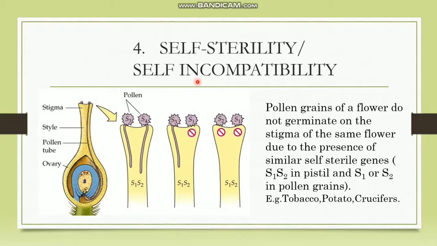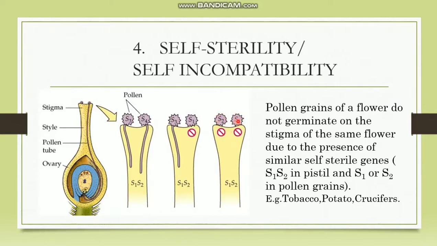It is a genetic mechanism and is controlled by an S gene. This S gene has several alleles. Now the flowers which are present on the same plant will have similar alleles. So for example, you can see here the pistil is having two alleles, S1 and S2. Now the pollen grains of the same plant, when they are produced from the microspore mother cell, 50% of them will have the S1 allele and the other 50% will have the S2 allele.